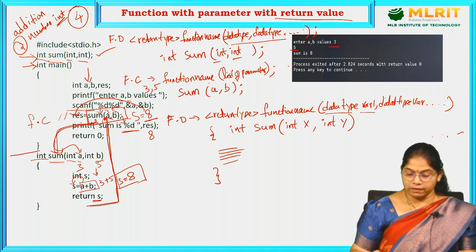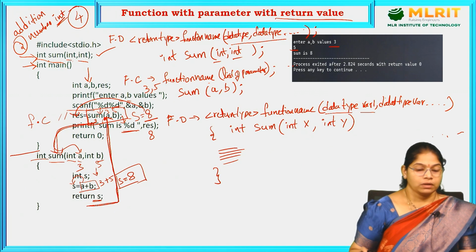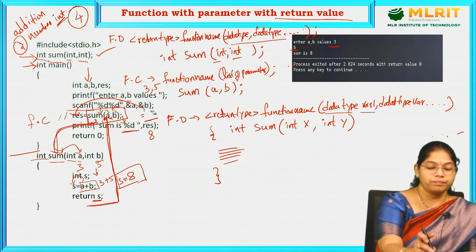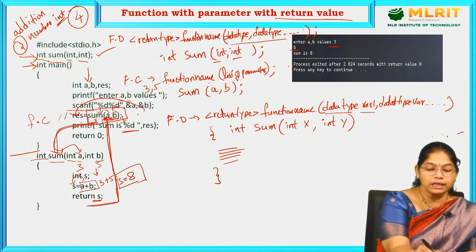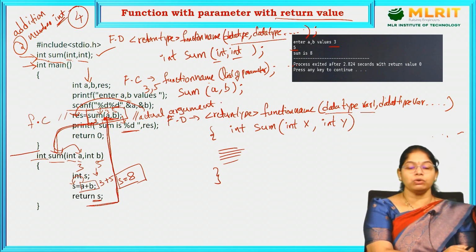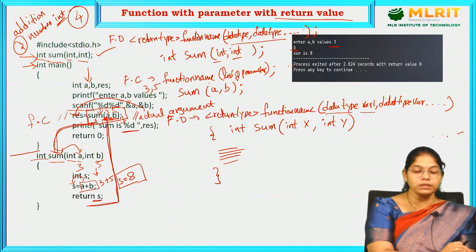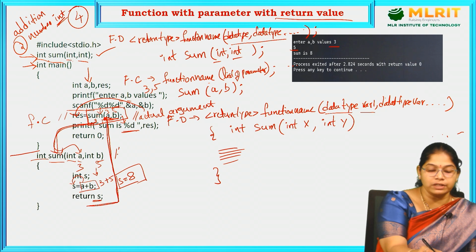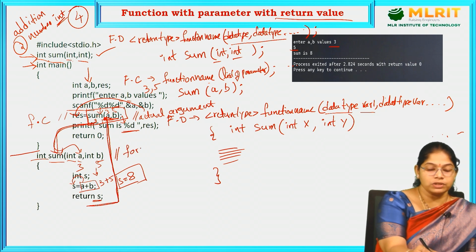One more thing here. In a function call, we are passing the arguments, right? These are actual arguments. Whatever arguments we pass in a function call are called the actual arguments, and those in a function definition and declaration are called formal parameters.